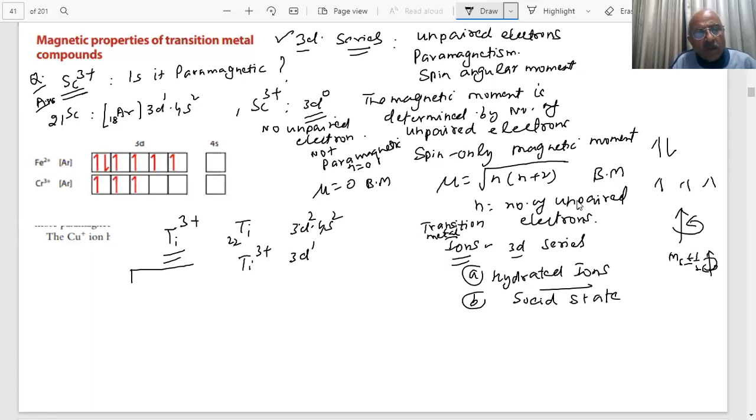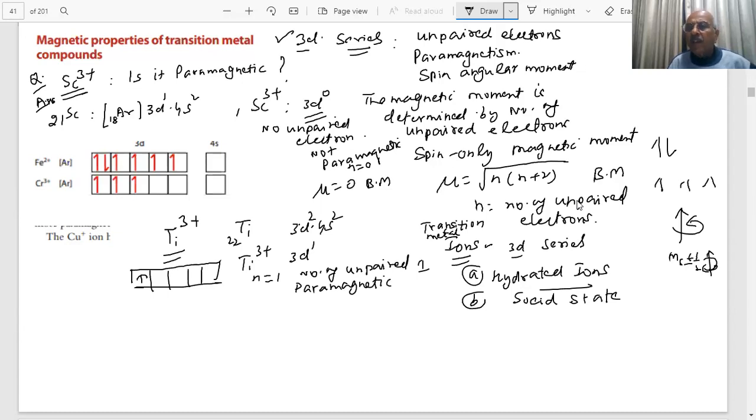Yes or no? Yes, sir. How many unpaired electrons? It has one unpaired electron. n equal to 1, number of unpaired electrons is one. Therefore it will be paramagnetic. Yes, sir. The substance will be paramagnetic.